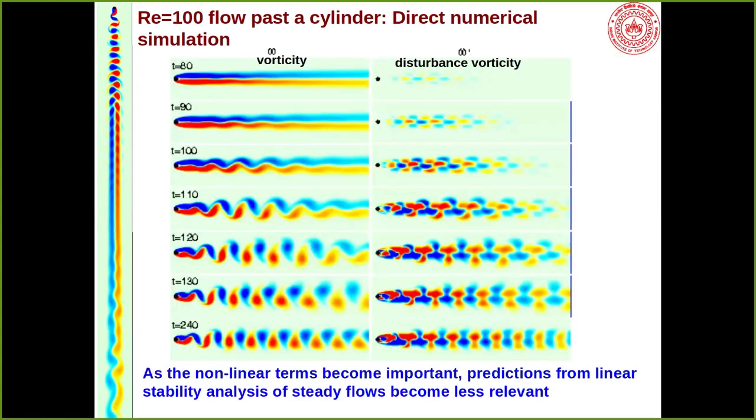It's very similar. But then, as time passes, the disturbance changes. That's because now the disturbance is becoming large and the nonlinear terms become important. And that's what is written here, that as nonlinear terms become important, predictions from linear stability become less relevant. So linear stability can only tell us something when the disturbances are small, and when they increase, we have to again go back to nonlinear analysis.